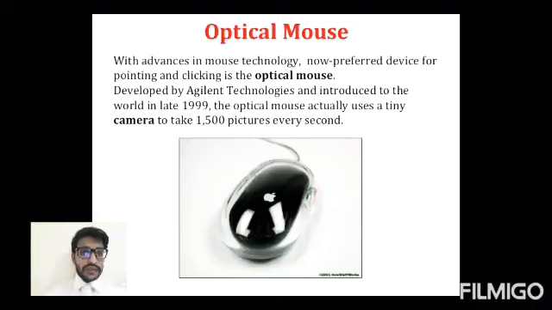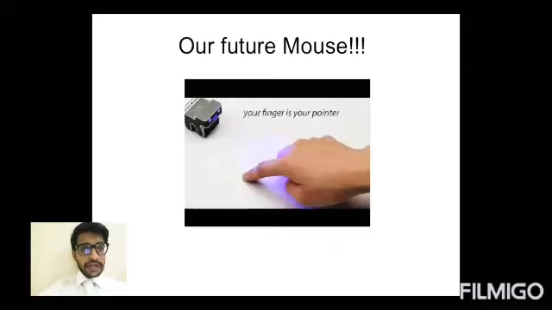Optical mouse. The device, a mouse, is a technical pointing device for pointing and tracking. The optical mouse uses developing technologies and is usually used with a tiny camera taking 1500 pictures every second. Wow. Future mouse: your finger is your print.